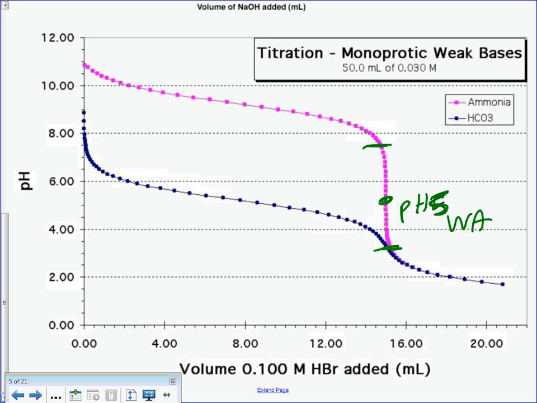Weak acid and, no, not weak acid. Say it again. Strong acid and weak base. Weak base and strong acid means the strong acid pulls the equivalence point down closer to the acidic region. That's why it's pH 5 and not pH 7. Thumbs up if you get that.